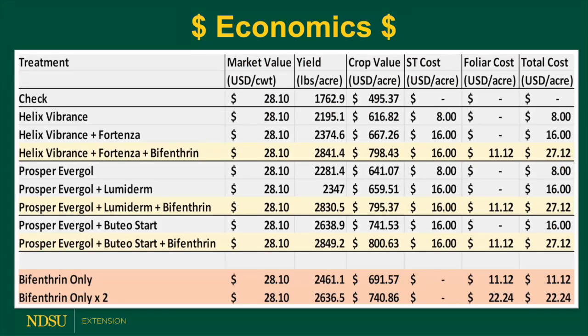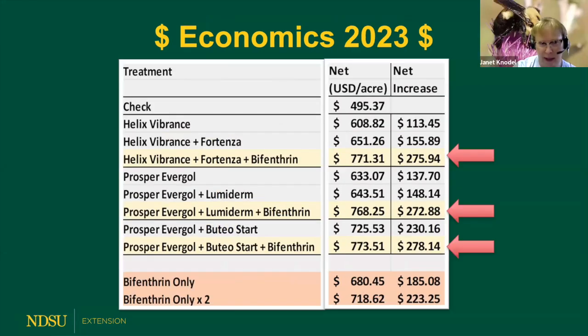So we did look at the economics here. This is 2023 prices that I used, 28.10 cents per hundredweight. And then here's the yield. So here's the value of that crop per acre. And seed treatment inputs here with the seed treatments and the foliar costs with application. So this is our total cost that we would incur, and you can see the light yellow indicates the foliar, which had the highest total input cost that the grower would have.